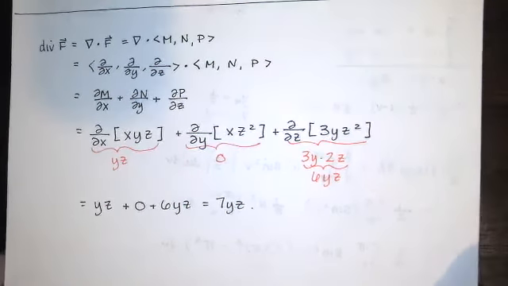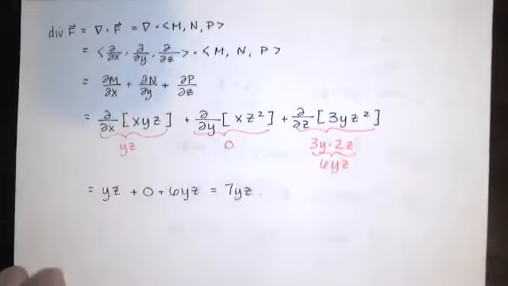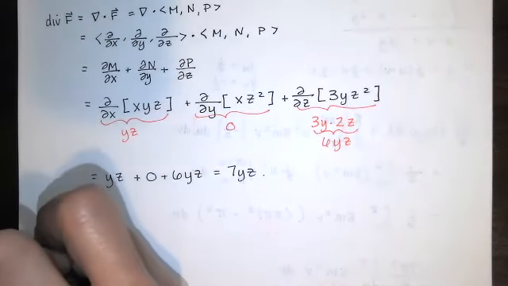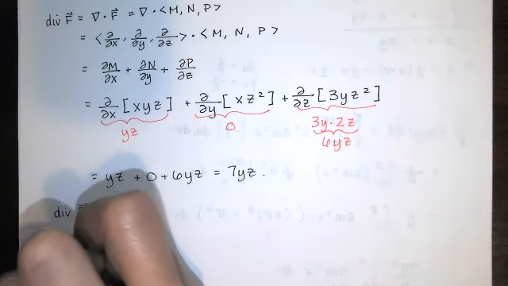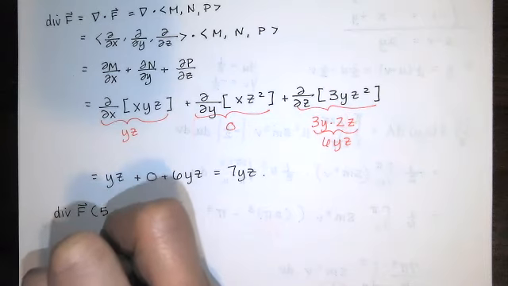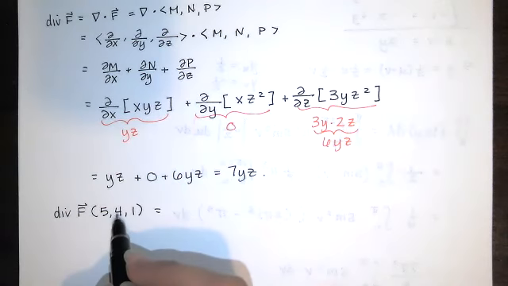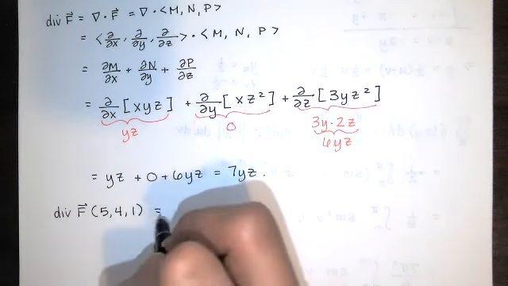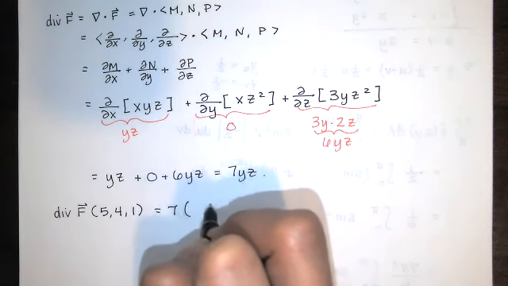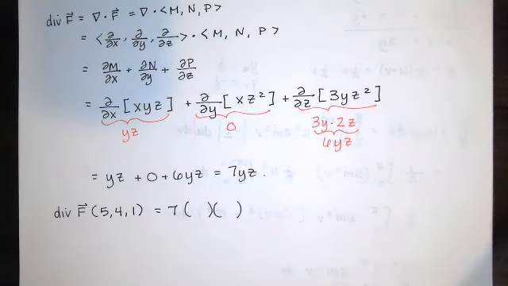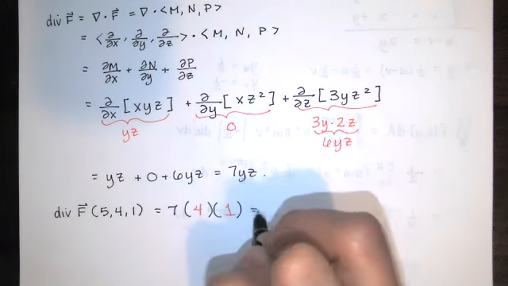Now we were asked for the divergence at a particular point. So here, y is equal to 4 and z is equal to 1. So this is 7 times y times z, and you replace y with 4 and z with 1, and we get 28.